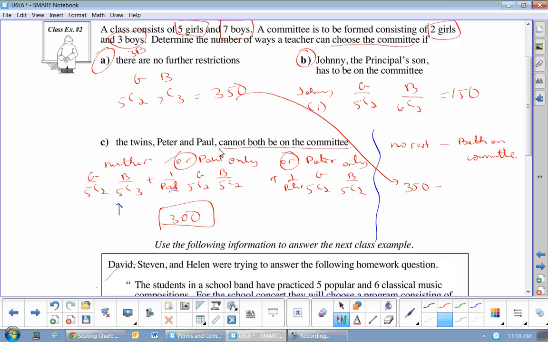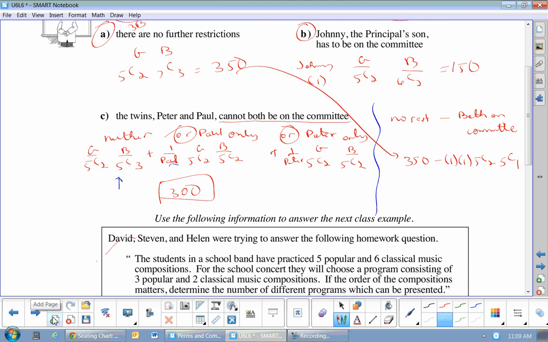So then it would be like this, right? And then 5 choose 2, and 5 choose 1. Count it out. Okay, I have 3 boys, I have 2 girls. This gets you 300. Okay.